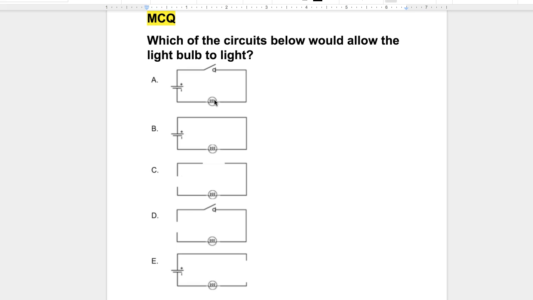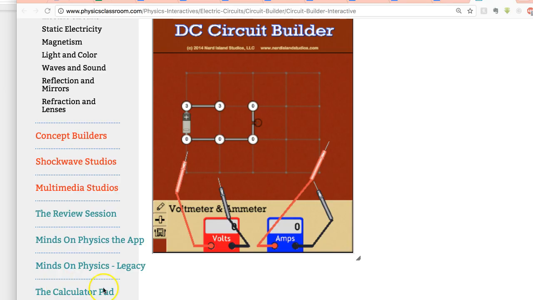So which one of those, A, B, C, D, or E, would be the best answer? Go ahead and pause now. Feel free to go back through the video and then answer your multiple choice and then keep watching to get your free response. So recall our circuit from class today.